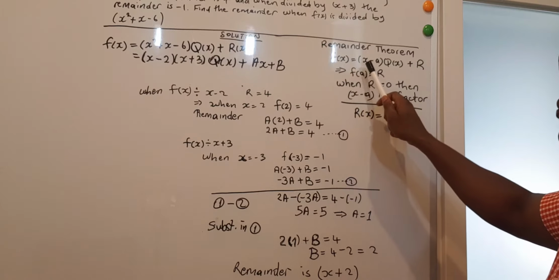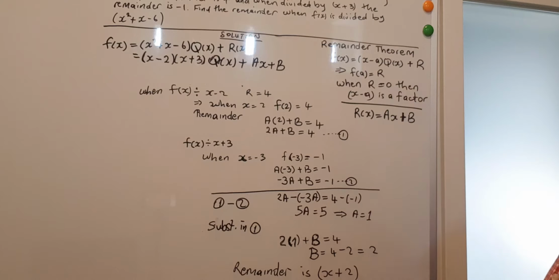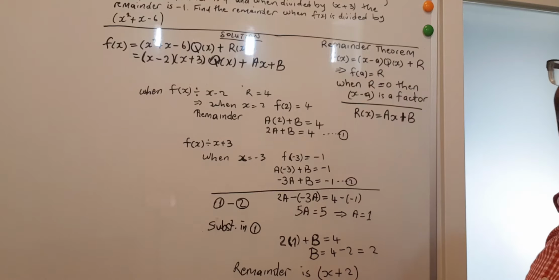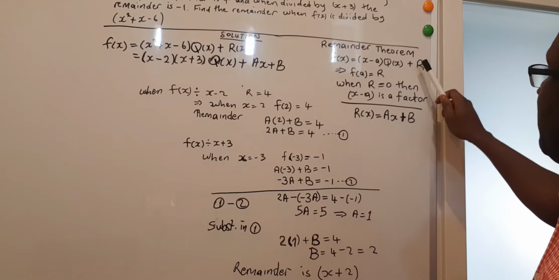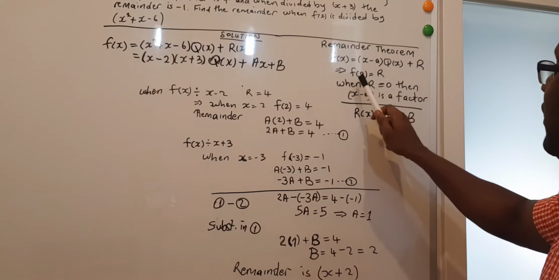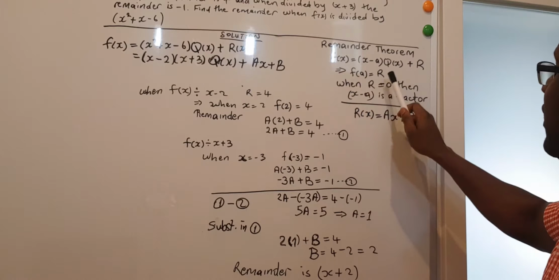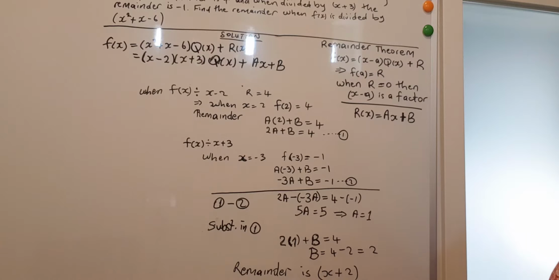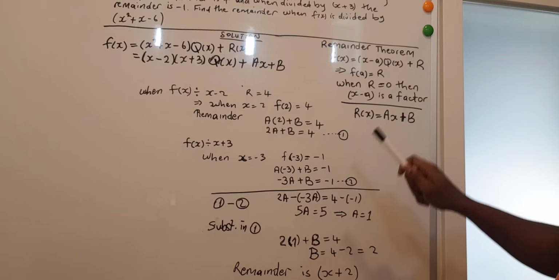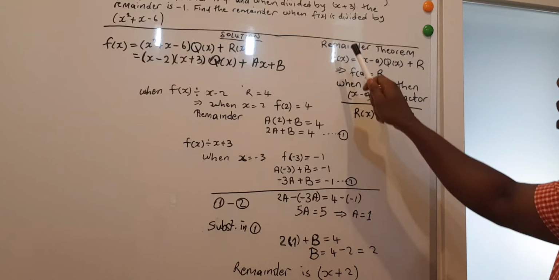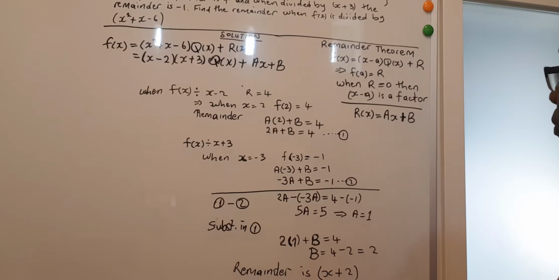f of x is equal to x minus a multiplied by q of x, which is a function with a power less than f of x, plus a remainder, which is a number. And if you want to know this remainder, it's simply obtained by substituting x equal to a into the function f of x, and the number you get is called the remainder. Sometimes that remainder is 0. When it is 0, we call x minus a a factor of the function f of x.